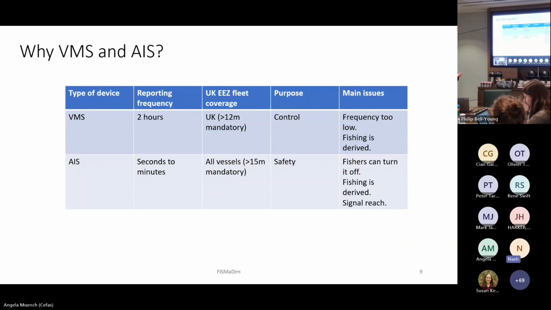So VMS is a vessel monitoring system. And these are basically a device that reports the position of the fishing vessel every 2 hours. It's mandatory for vessels over 12 meters. And we have the data available for UK flagged vessels. The purpose of this system is mainly for control. And the main issue with the data is that the frequency is too low. So we get a position of each vessel every 2 hours.